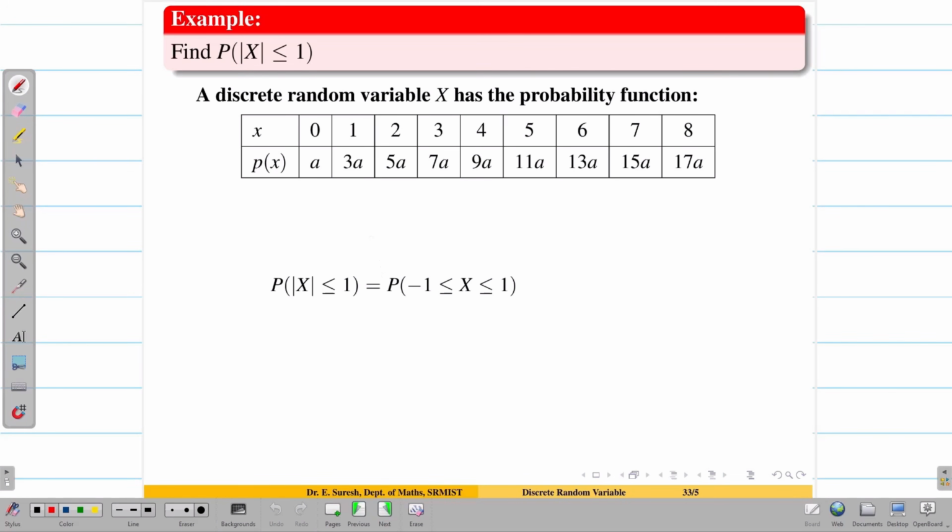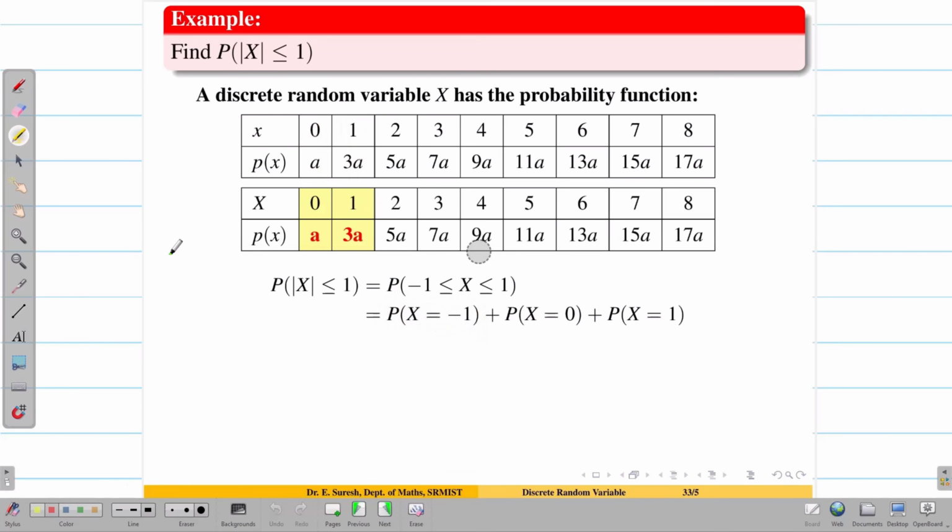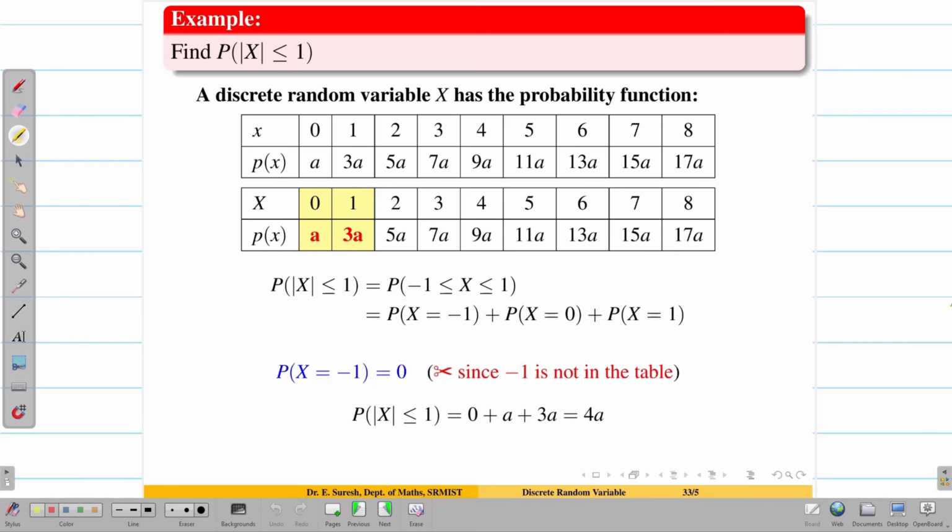Find the probability of mod x less than or equal to 1. This is equal to x lies between minus 1 and 1. Now from the table we know the probability of x equal to 0 and probability of x equal to 1. But we don't know the probability of x equal to minus 1. It is not provided in the table. If something is not provided in the table, it is out of the box, and we can simply take this as 0. So probability of x equal to minus 1 is going to be 0. Then we add the remaining terms and proceed.